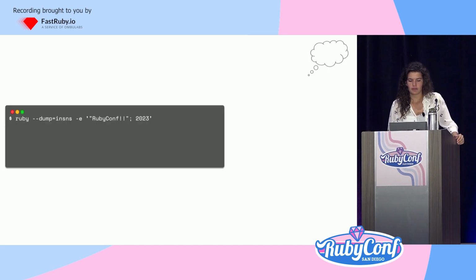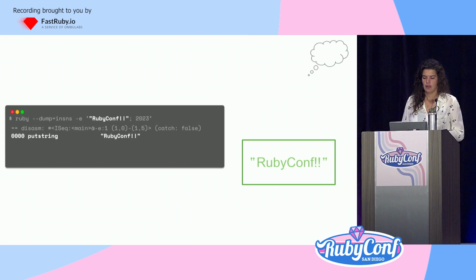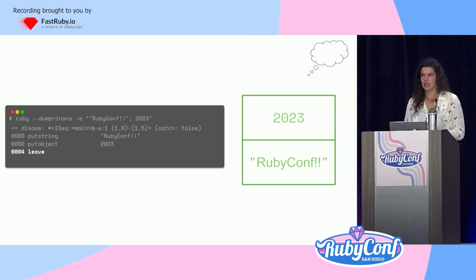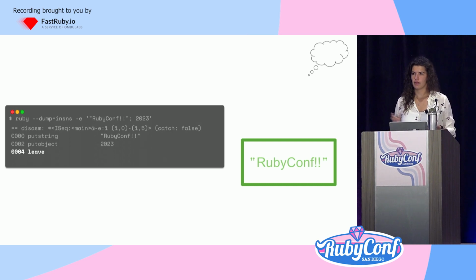And so what you might be imagining would have happened is, well, we had this program, RubyConf, and then the number 2023. We just went over how RubyConf is going to put a string RubyConf onto the stack. 2023 is going to put an object 2023 onto the stack. And then leave is going to pop that 2023 off the stack and return it. But what you can see here is we have something left over on the stack, right? This RubyConf, no one ever touched it. It was unnecessary. It was taking up space on the stack, which maybe isn't relevant in this tiny example, but you could imagine is relevant in a bigger example.